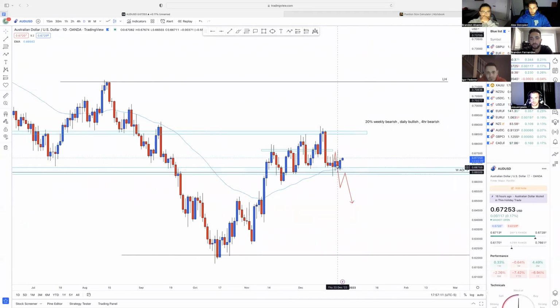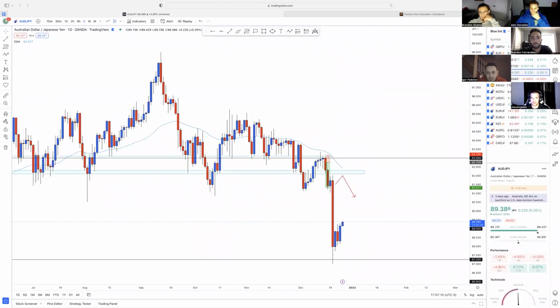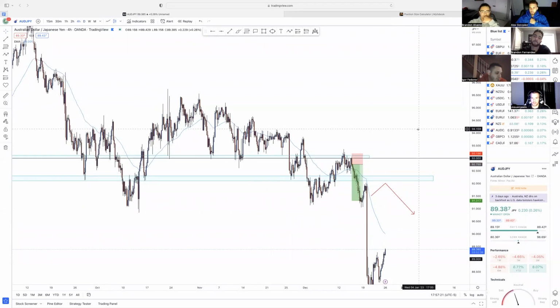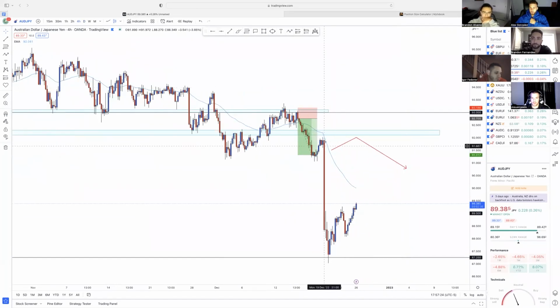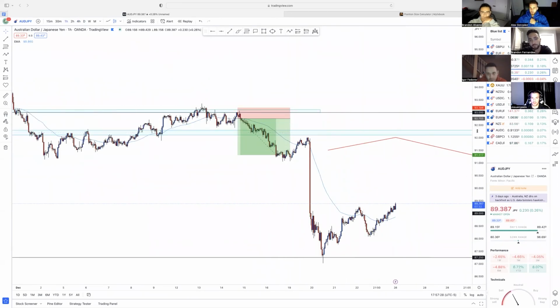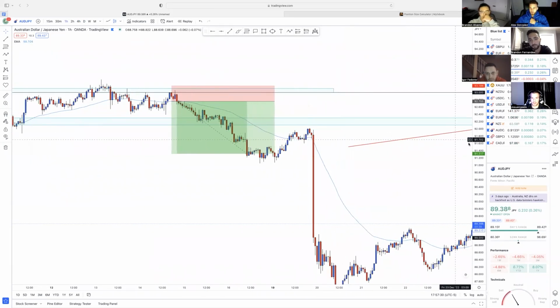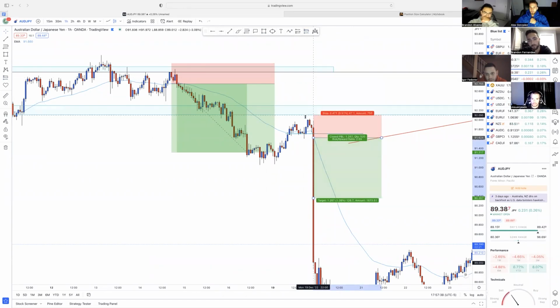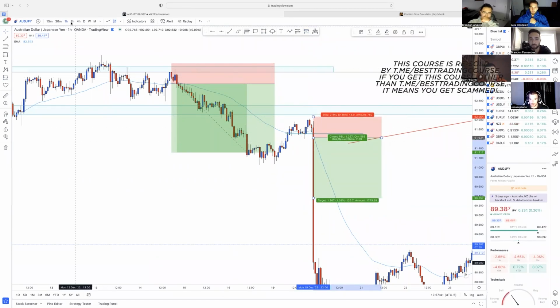AU, pretty self-explanatory, just choppy throughout the whole week. And then AUDJPY gave us the exact pullback we wanted to our area of interest, and then we sold off very quickly. I was looking to enter the trade. I was waiting for this structure to break right here. Once this structure would have broken, I would have entered my sells right here with stops above, but obviously it happened way too fast.